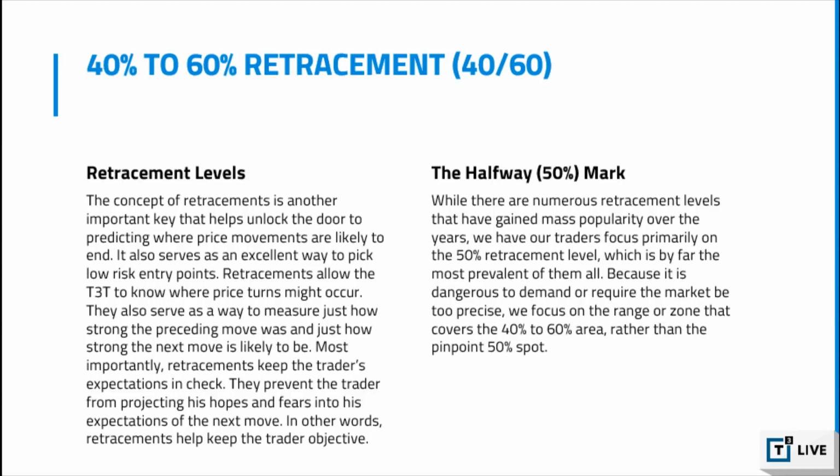Because the deeper the retracement, the weaker the stock, right? That's how you can measure the strength of the stock, by how deep it pulls back. They prevent the trader from projecting his hopes and fears into his expectations of the next move. In other words, retracements help keep the trader objective. Without being objective, the likelihood of you losing money is 100%. Okay? Is basically 100%. So now we talk about the different retracement levels, and I'm going to talk about the different levels with you. The most important one of them is the halfway mark.